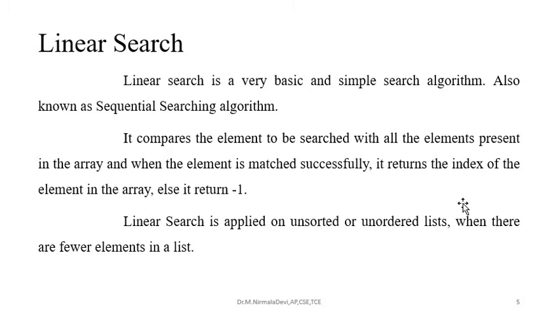So if the index is any number from 0 to n-1, this process is successful. It is a failure, that is, the searching element is not found, when the index is -1. Linear search is applied on sorted and unordered lists when there are fewer elements in the list. It will be successful when the set of elements is small.